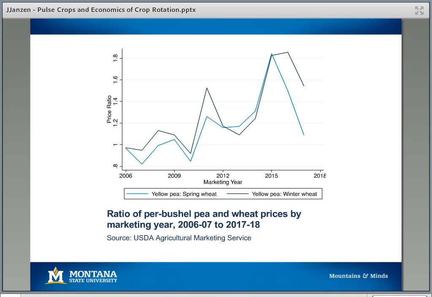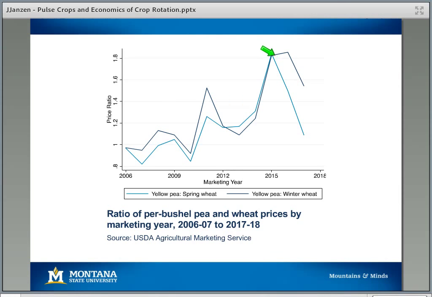So this is just the ratio of the per bushel price of peas relative to the per bushel price of wheat. And in this graph, we can see that back in the 2006 to 2010 period, even with relatively high wheat prices, we're still in this range where pea prices were relatively equal to wheat prices on a per bushel basis. So this was slightly below 1 most of the time for spring wheat, slightly above 1 for winter wheat over most of this period. But then over the last 7 or 8 years or so, we've seen a tremendous increase in pulse crop prices relative to wheat. And that's driven people to adopt these crops.